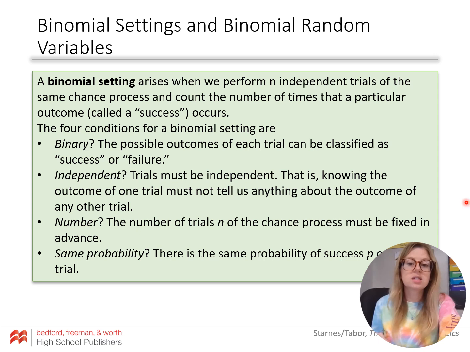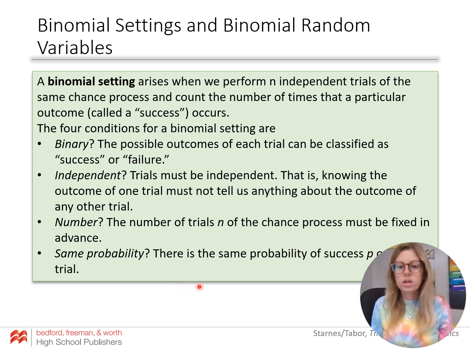So this is, I'm going to flip a coin 20 times. Not, I'm going to flip a coin until I get 20 heads. It's just, I'm going to flip a coin 20 times. So if we know when we're going to stop our experiment, when we're going to stop our simulation, then it has a fixed number of trials. And then we're looking for same probability. So is there the same chance for each trial?